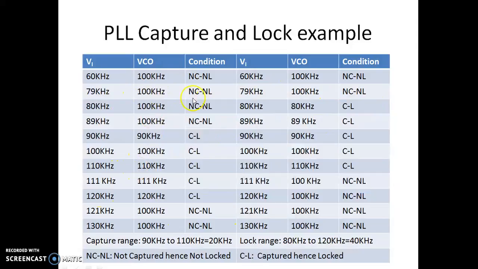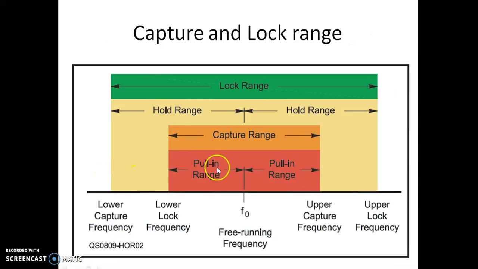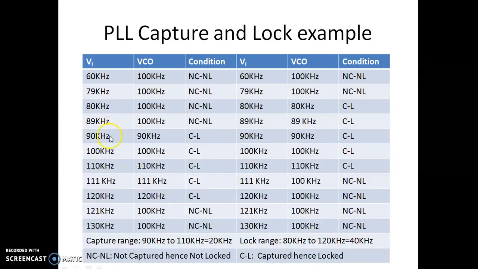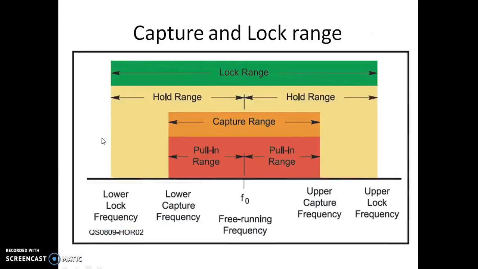Now we can view this entire set of values that we have displayed here in a single graph. Now you can see in this graph, assume that the input frequency is starting here, that is 60 kilohertz. You are increasing the frequency, it has become 70, 80, and when it becomes 90 kilohertz, it is still not yet captured, so that's why it is not locked.